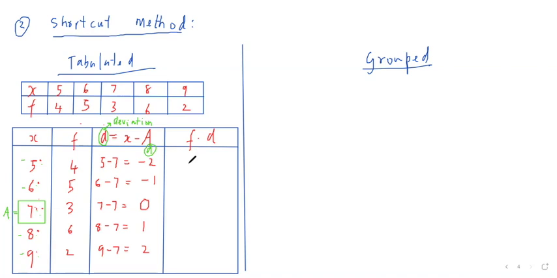Now, lastly, you've just got to find F into D. Make sure you have your sigma F going. Sigma F is 20, I think. So this F into this column D, you'll be multiplying all of these by all of these. Makes it easier now.